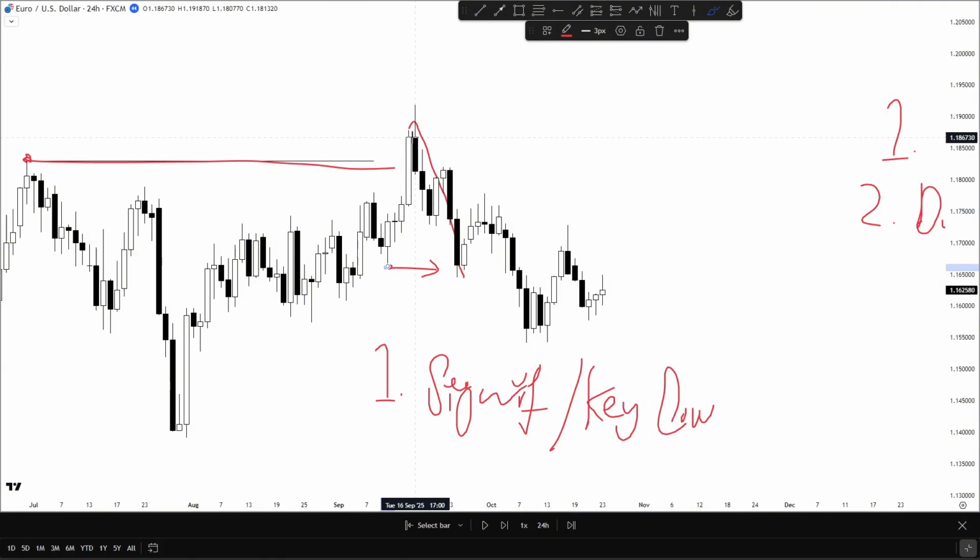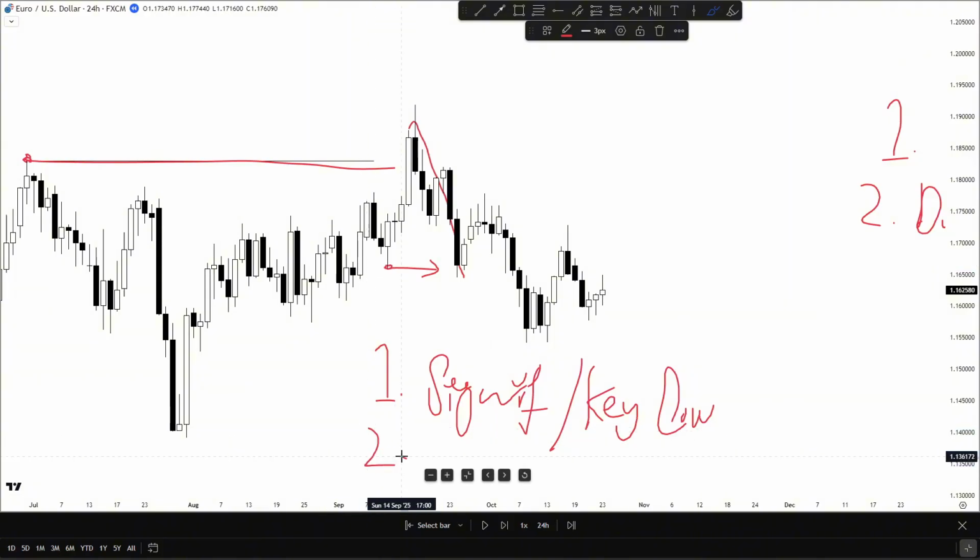and once we broke above this high and took out the liquidity above it, we then had a structural shift where price broke below this low, and this is a key low. So this structural shift would be regarded as a valid one. But obviously that's not the only reason here.